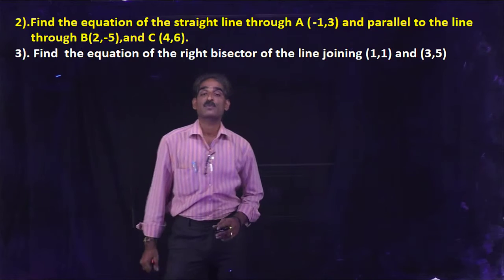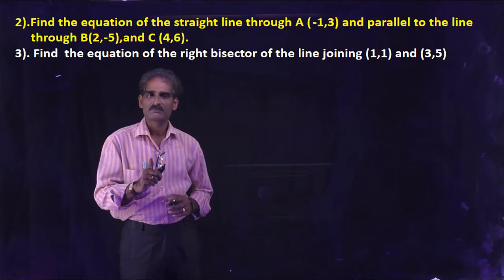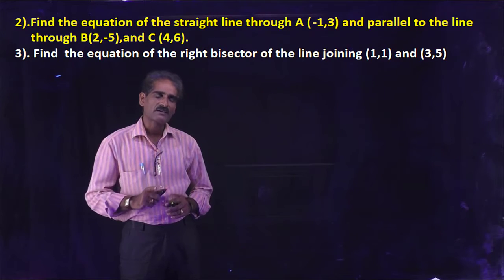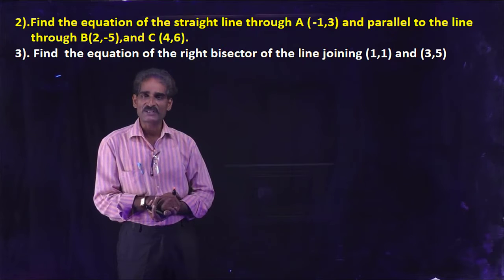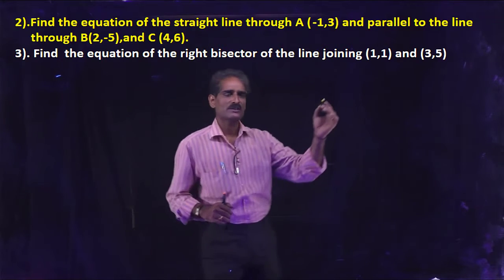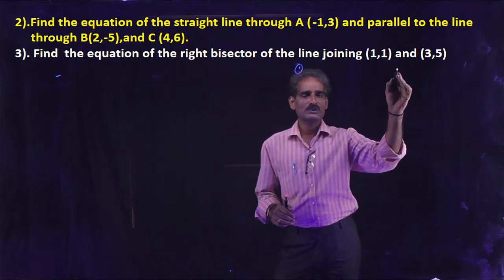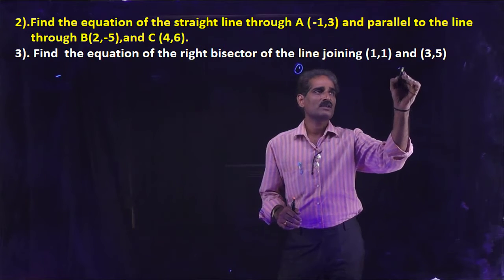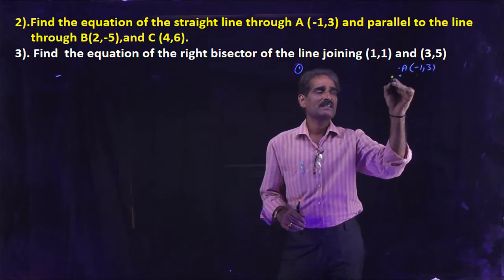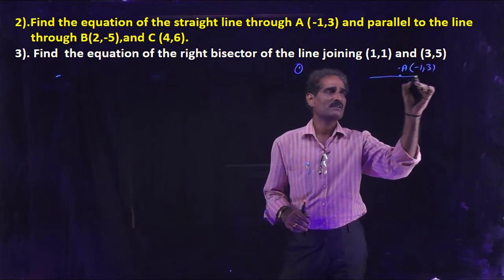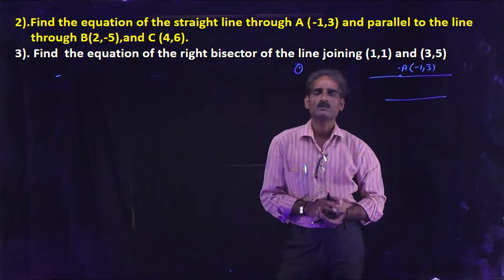Now see this problem, the second one. Find the equation of the straight line through the point A minus 1 comma 3 and parallel to the line joining the other two points B and C. Just draw the figure first. Suppose this is the given point A, which is minus 1 comma 3. The line is passing through this point and is parallel to the line joining these two.